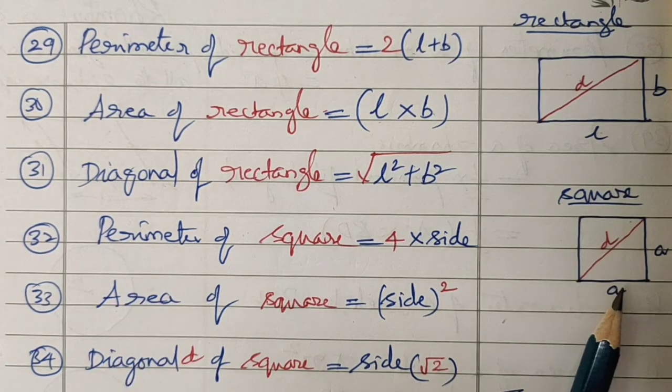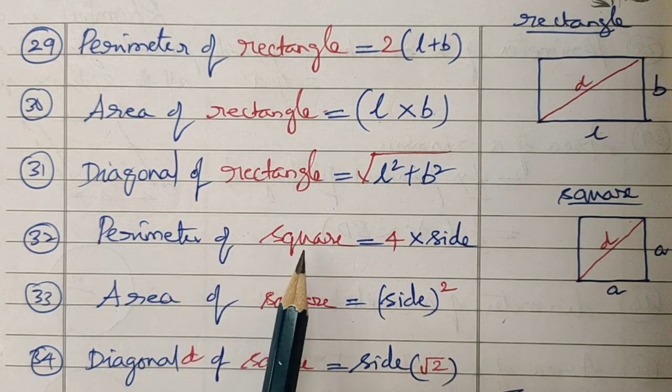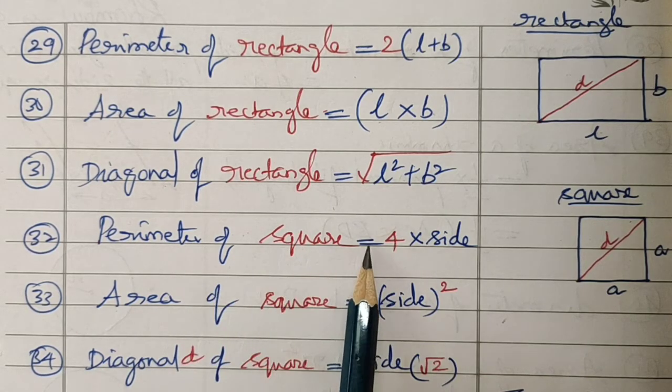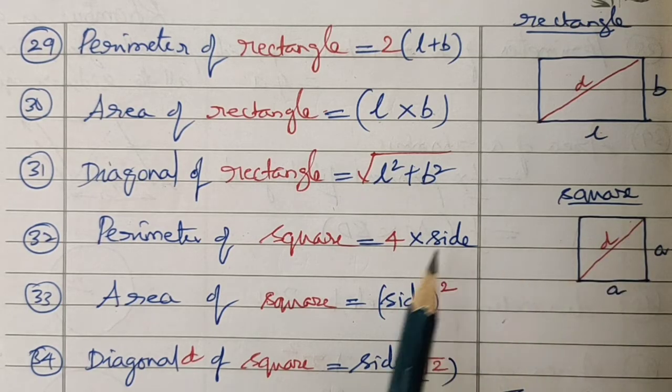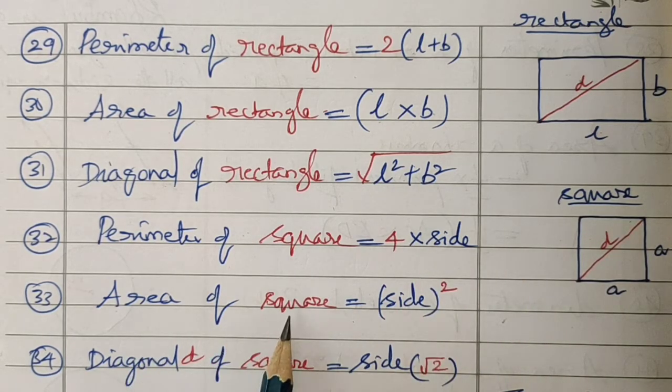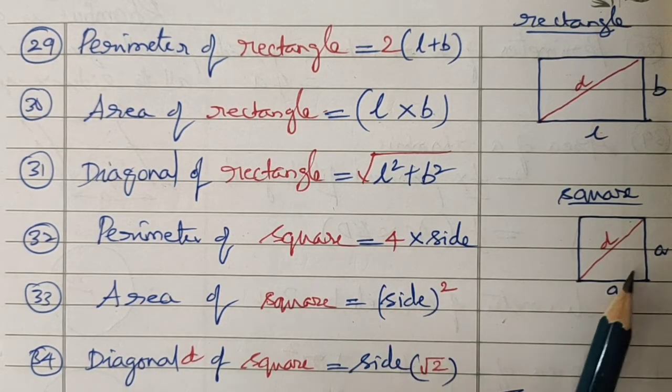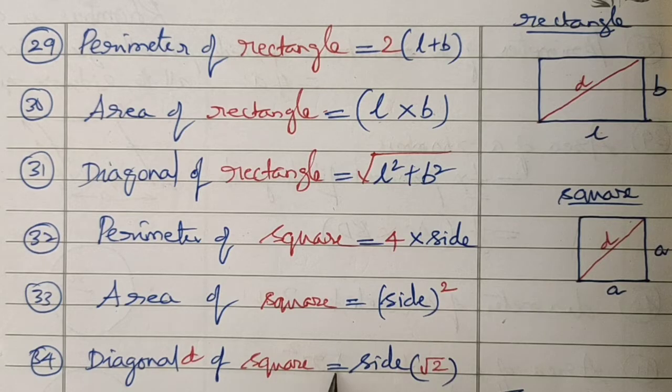Square of side A. Perimeter of a square is equal to 4 times the side: 1, 2, 3, 4. Area of the square is equal to A into A, that is side square. The diagonal D of a square is equal to side into root 2.